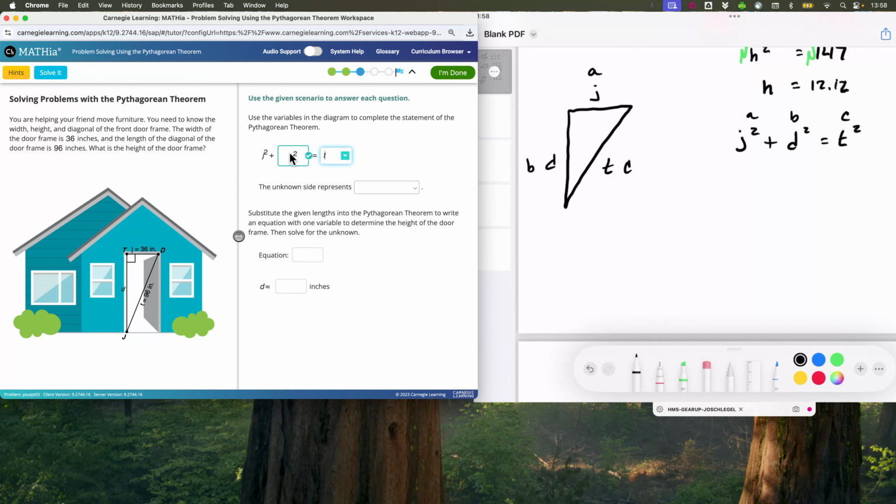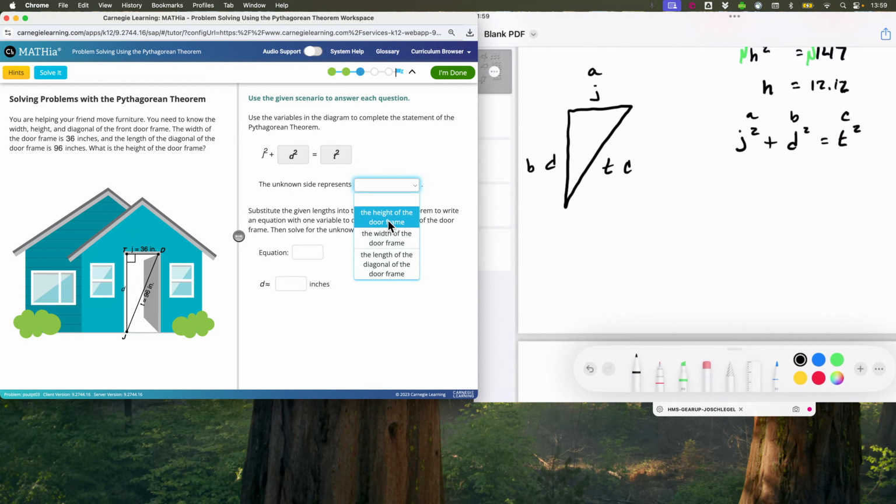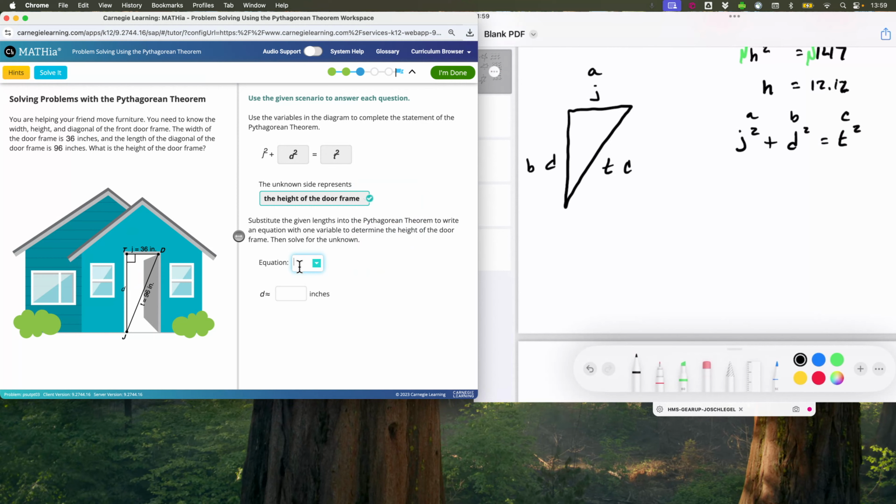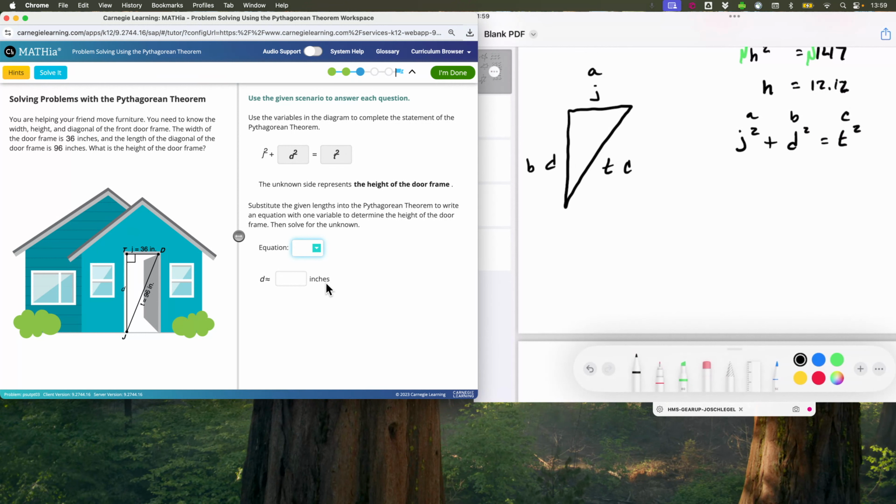And t to the power of 2. The unknown side represents the height of the door that we don't know. Our equation then, if we're going to put the numbers in, we're going to have j is 36, d we do not know, and t is 96. So let's put that in.